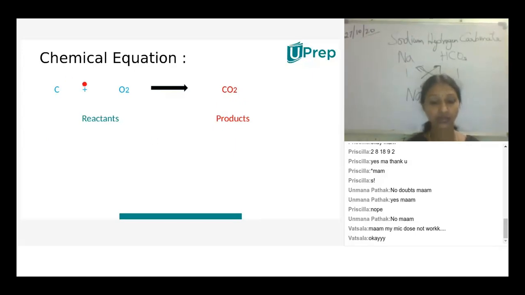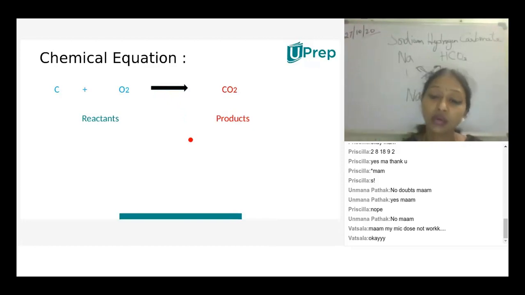Here this carbon is different, oxygen is different, but when they form carbon dioxide, this carbon is different and this oxygen is different. They both combine to give carbon dioxide only. But the properties of the reactants are completely different from the products. Though the product is obtained from the reactants, once it is formed, it is completely different from the reactants. Products are represented towards the right. Left side reactants, right side products, and this arrow mark shows the direction of the reaction.